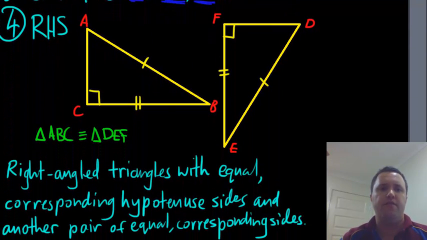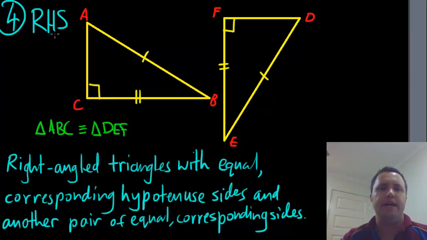Lastly, the fourth rule is RHS. This is quite an easy one to remember because it's the one that has to do with right angled triangles. So if we have a right angled triangle with equal corresponding hypotenuse sides, so remember hypotenuse is opposite the right angle in our triangle and it's the longest one, so equal corresponding hypotenuse sides and another pair of equal corresponding sides. So this one here is equal to this one here and they're corresponding. So it's right angled and we have equal corresponding hypotenuse and another pair of equal corresponding sides.